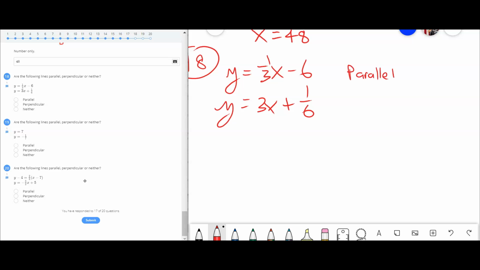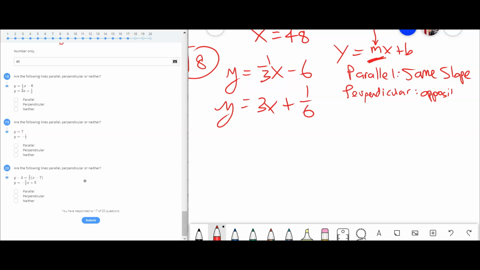Parallel lines have the same slope, okay? Now, y'all remember y equals mx plus b. M is the slope, right? Okay, so parallel lines have the same slope, but perpendicular lines have opposite reciprocal slope. Opposite means you change the plus minus sign. Reciprocal means you flip it, okay?